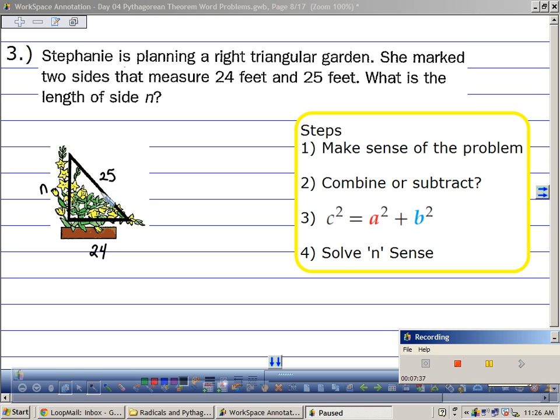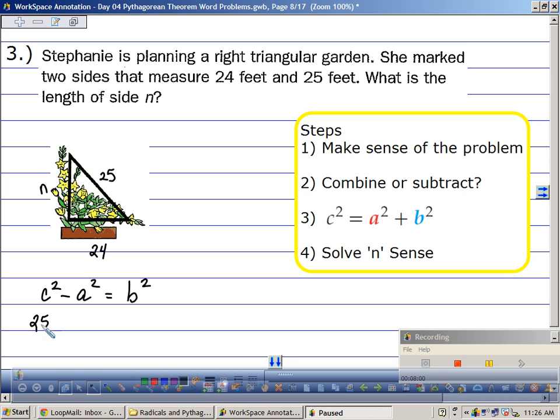All right, so since I'm going to be subtracting, trying to find the smaller side, we're going to say c squared minus a squared equals b squared. Does it really matter which one's b squared and which one's a squared? No. We're just going to say the larger side, which is 25 squared, minus the smaller side, which is 24 squared, equals, we could call it n squared. Let's do that.